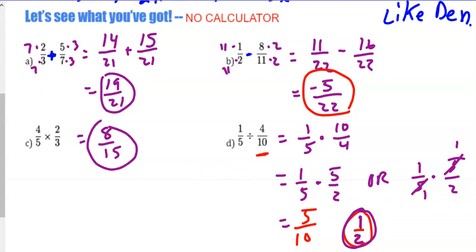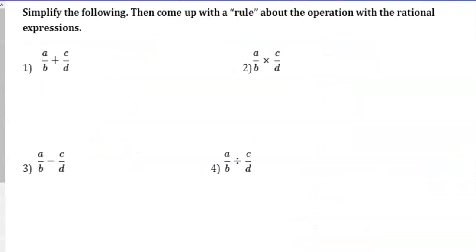Okay, so let's try a few simplifying here when we actually use some variables. So same sort of idea as our 4 problems that we just did, but I replaced the numbers with variables, A, B, C, and D. Okay, so 1 and 3 are like A and B. I need to get like denominators. Well, if one denominator is B, one denominator is D, the like denominator would be BD.